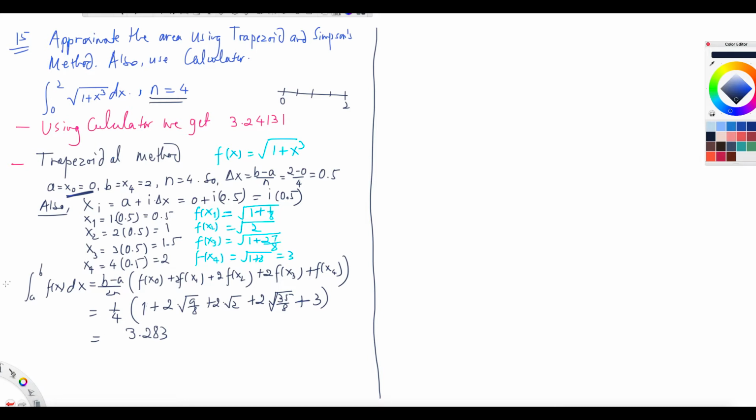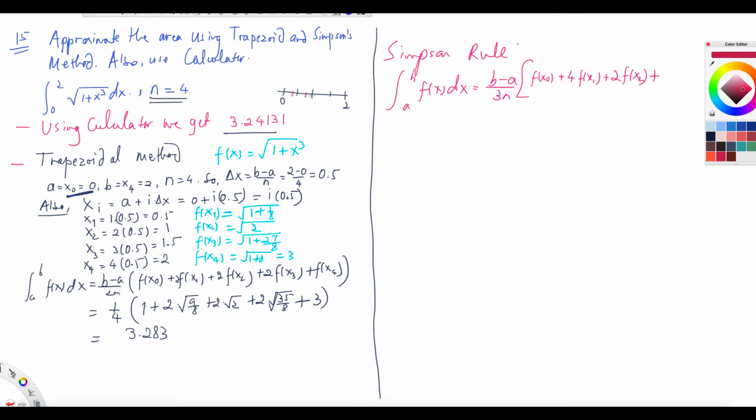Okay, 3.283 versus 3.241. Okay, let's use Simpson's rule. So what is the formula? The integral from a to b of f of x dx will be b minus a over 3n, and inside the parenthesis or the bracket, f of x0 plus 4 f of x1 plus 2 f of x2. Whenever it is an even subscript, then you write 2, except the first and last. Okay, but there should be an even number of subintervals.